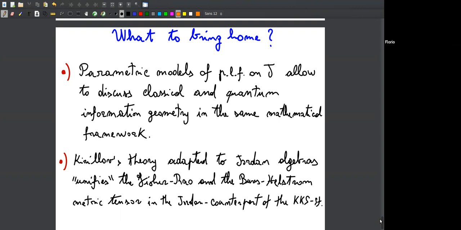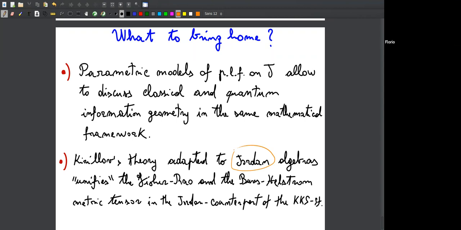And then that this framework is somehow perfect to show that by adapting Kirillov's theory, we can actually extract geometrical structure from the algebraic ones, in the case related with the Jordan algebra structure. And what happens is that we obtain the Fisher-Rao metric tensor and the Bures-Helstrom metric tensor as different faces of the same Jordan algebraic coin.